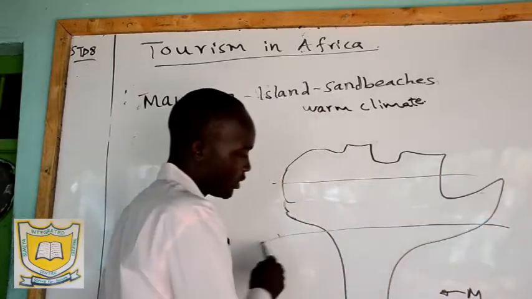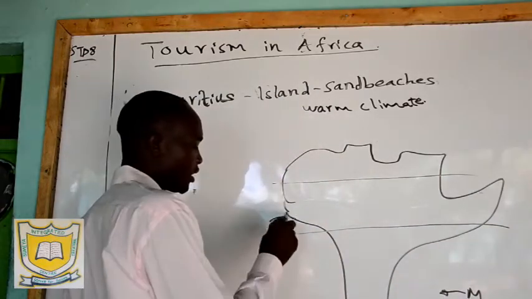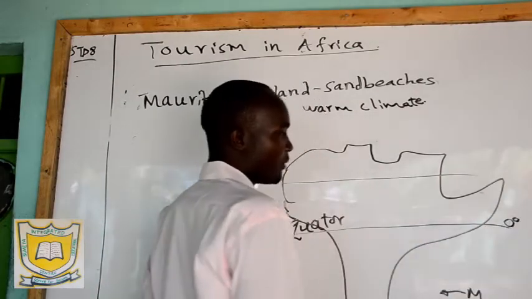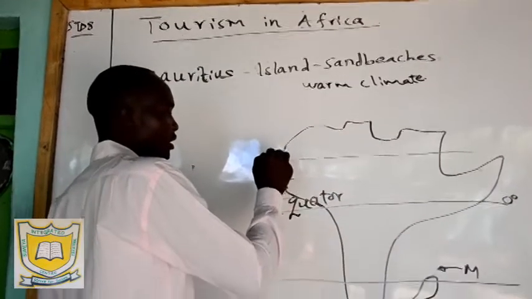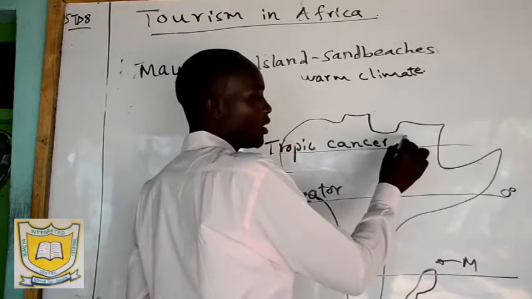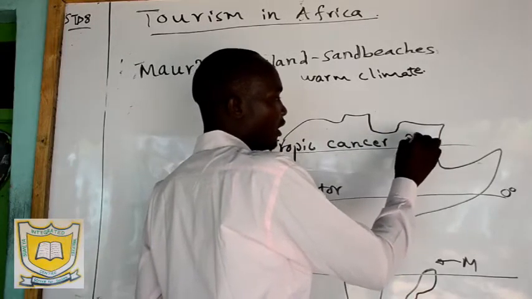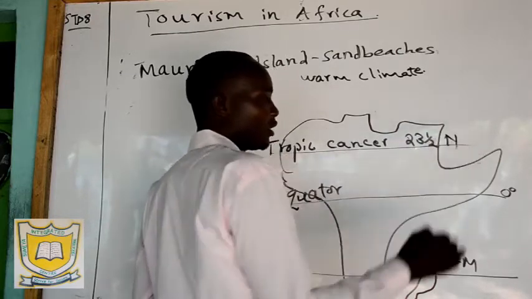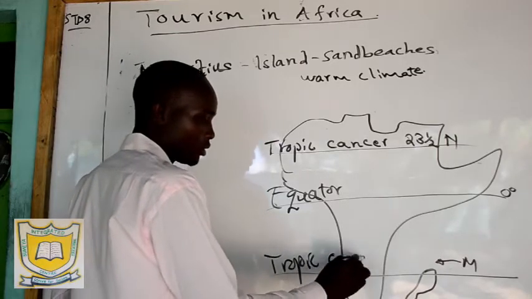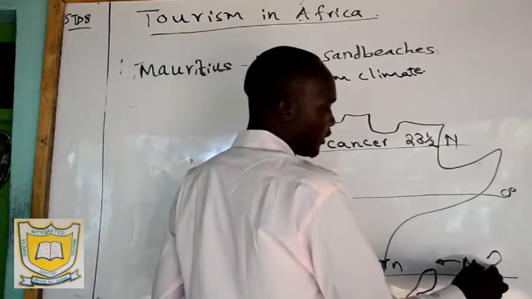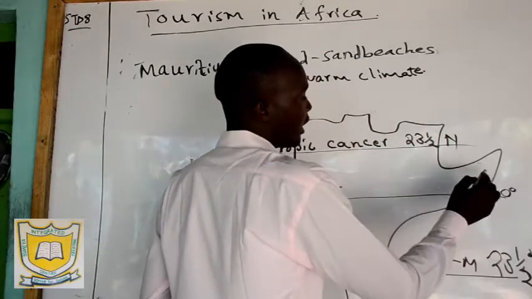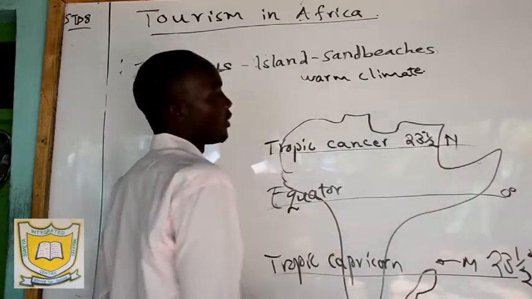And when we talk about tropics, then we are looking at this. We say this one is the equator. Equator is marked 0 degrees on the prime meridian. Then this is called Tropic of Cancer. Tropic of Cancer is marked 23.5 degrees north. Then here we have what we call Tropic of Capricorn. Tropic of Capricorn is marked 23.5 degrees south.